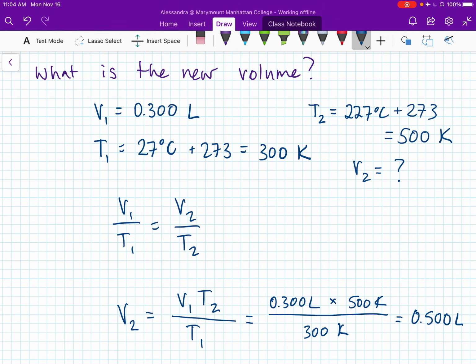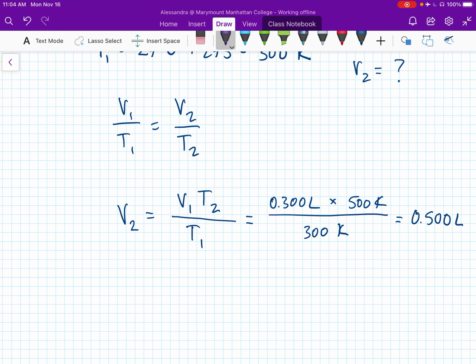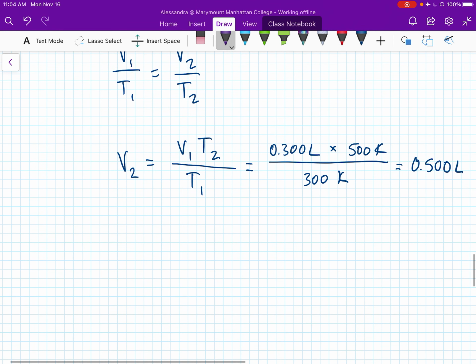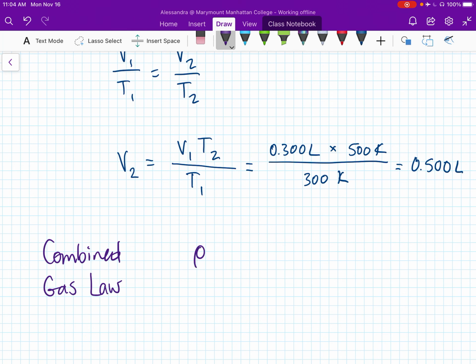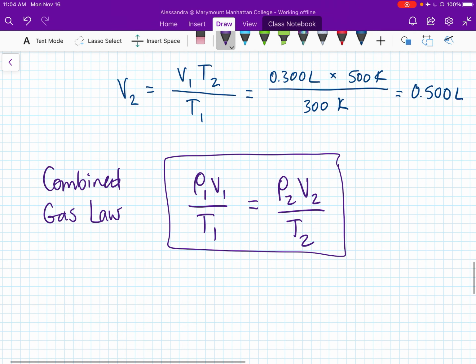That is Charles's law. All right, now you can combine these pressure, volume, and temperature relationships in Boyle's and Charles's laws into one big law, which I'm going to call the combined gas law. It combines Boyle's law, the P1V1 law, with Charles's law, which is V1 over T1. So P1V1 over T1 equals P2V2 over T2.